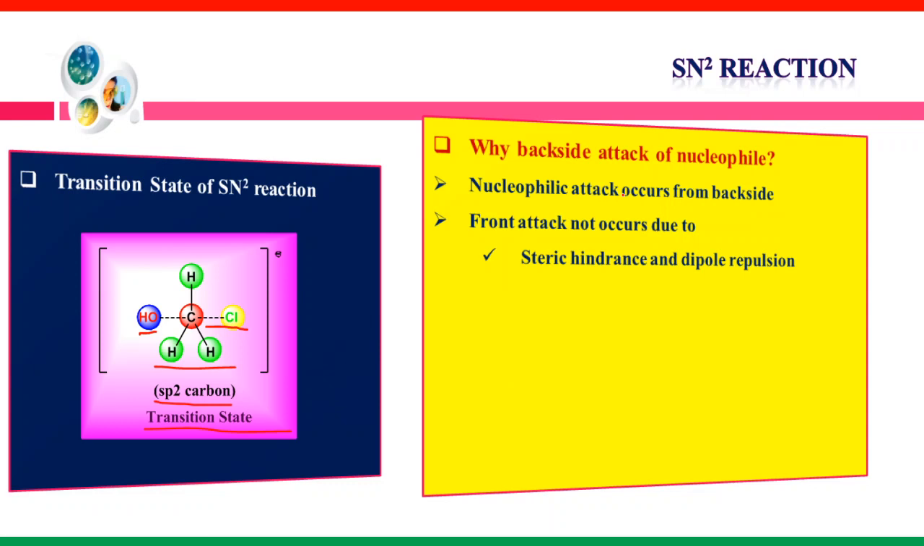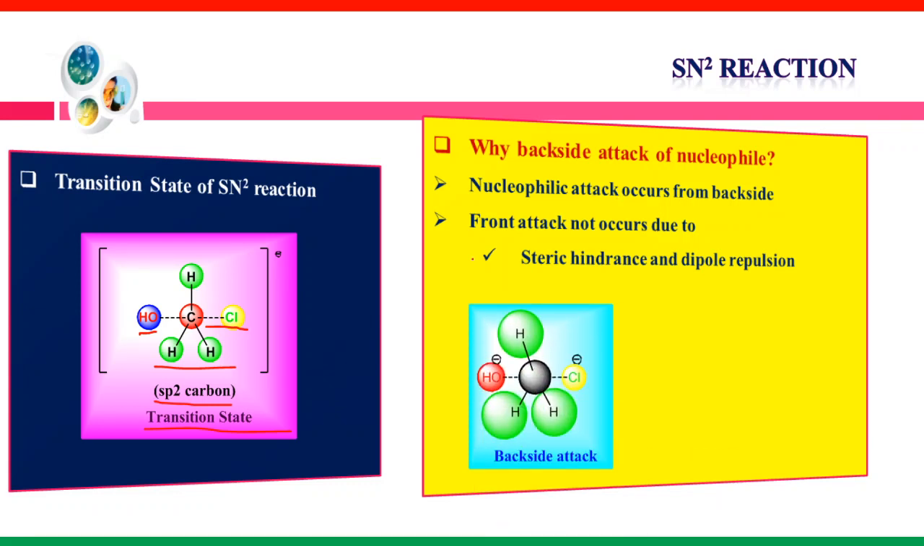The backside attack of nucleophile occurs to give a transition state which is a less energy transition state. The backside attack is favorable because there is no steric hindrance as well as no dipole repulsion between leaving group and nucleophile. The leaving group and nucleophile are apart from each other. There is no steric hindrance and no dipole repulsion. Due to this reason, SN2 reaction involves the backside attack.